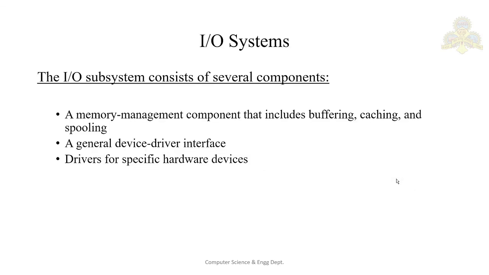The next one is IO systems. One of the purposes of the operating system is to hide the features of specific hardware devices from the user. For example, in Unix, the features of the IO devices are hidden from the bulk of the operating system itself by the IO subsystem. The IO subsystem consists of several components. The first one is the memory management component that includes buffering, caching and spooling.